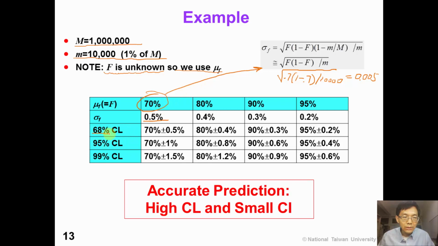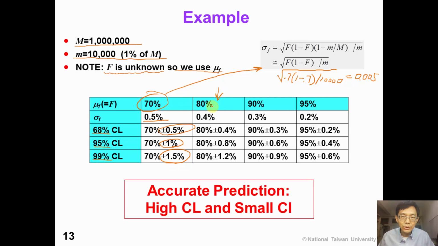If we want 68% confidence level, we can use only plus and minus 1 sigma F. If we want 95%, then it's plus and minus 2 sigma F. If we want 99% confidence level, then we need plus and minus 3 sigma F.